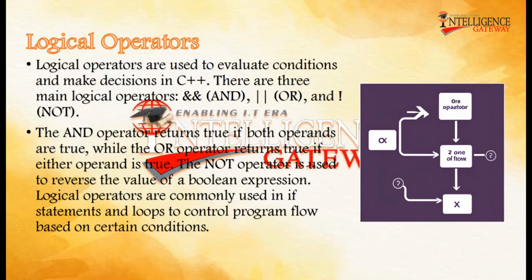Logical operators. Logical operators are used to evaluate conditions and make decisions in C++. There are three main logical operators: and, or, and not. The and operator returns true if both operands are true, while the or operator returns true if either operand is true. The not operator is used to reverse the value of a Boolean expression. Logical operators are commonly used in if statements and loops to control program flow based on certain conditions.